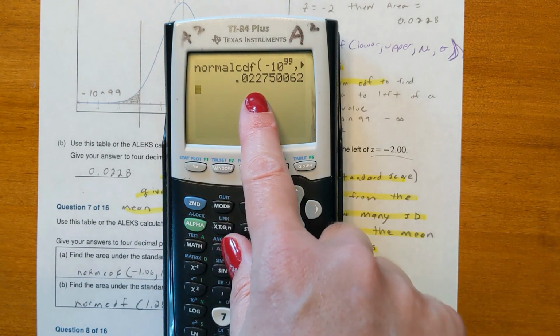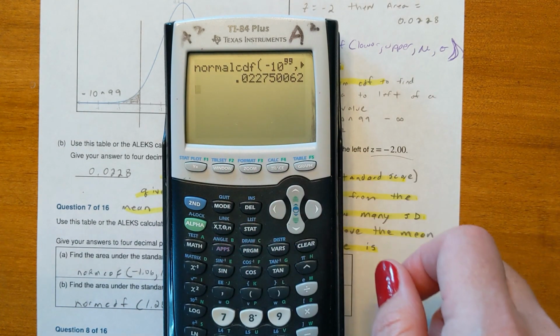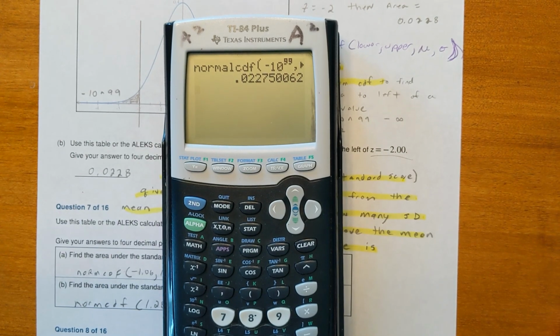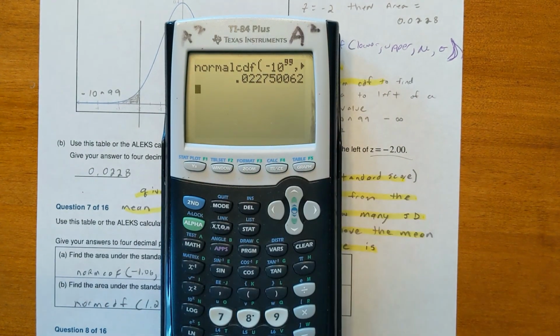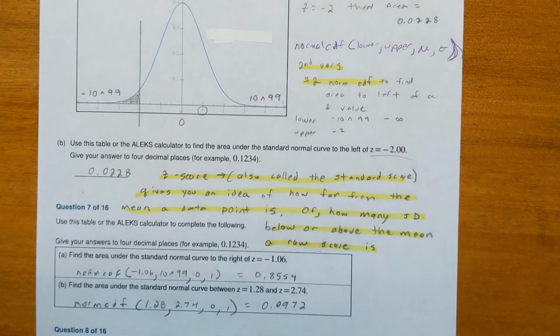Oh, 0.002, I guess it's a 3. Well, what do they want it to? 4 places? Oh, 4 places. So yeah, that's an 8. So 0.0228. All right. Next one.